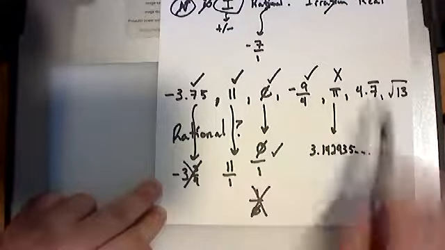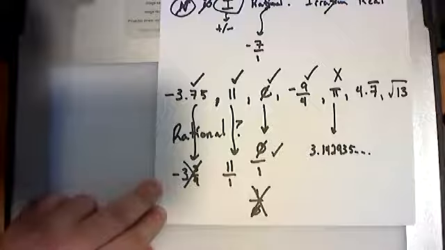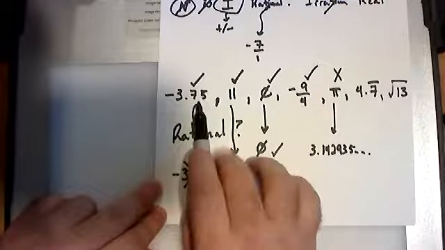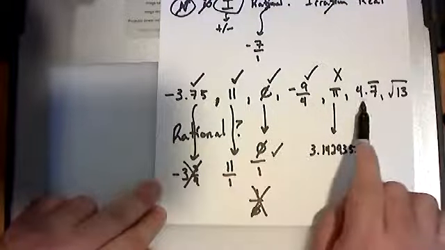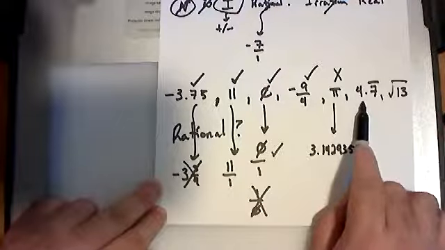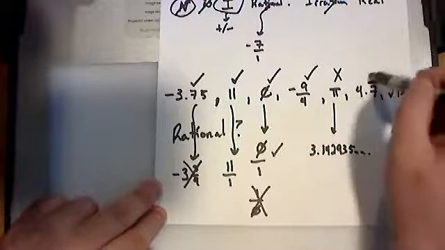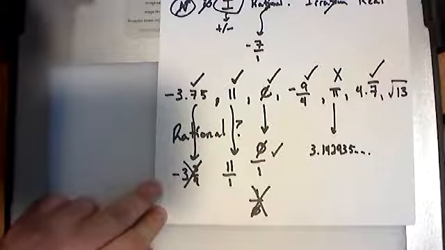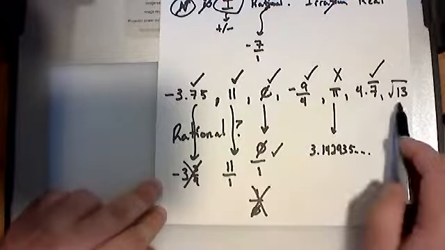What about 4.7 repeating? And just like 3.75 or -3.75, this argument is very much definition. I told you already, if a decimal repeats, it is rational. Nothing else to say there. The last one is also definition.